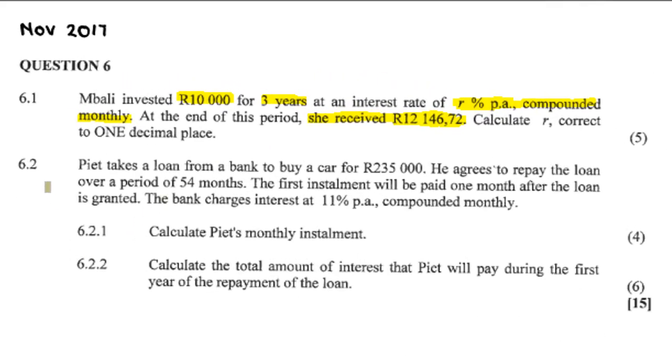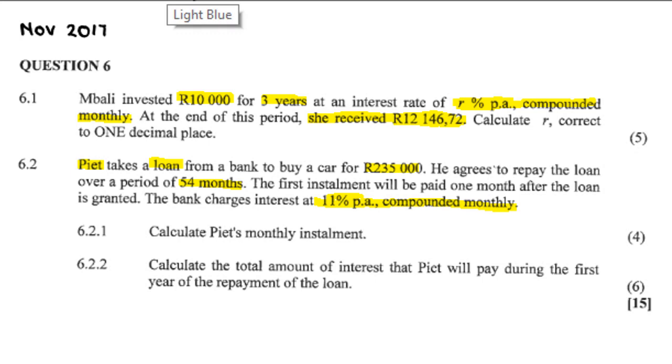Question 6.2 states that Pete takes a loan. There is a key term, loan, from a bank to buy a car for 235,000 Rand. He agrees to repay the loan over a period of 54 months. The first installment will be paid 1 month after the loan is granted. The bank charges an interest rate of 11% per annum, compounded monthly. Right, so there we go.